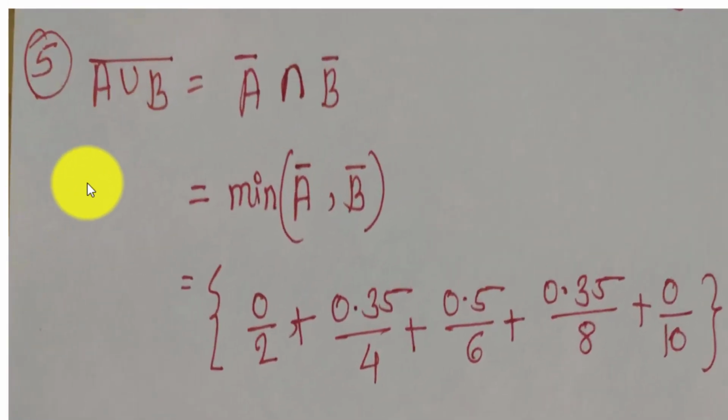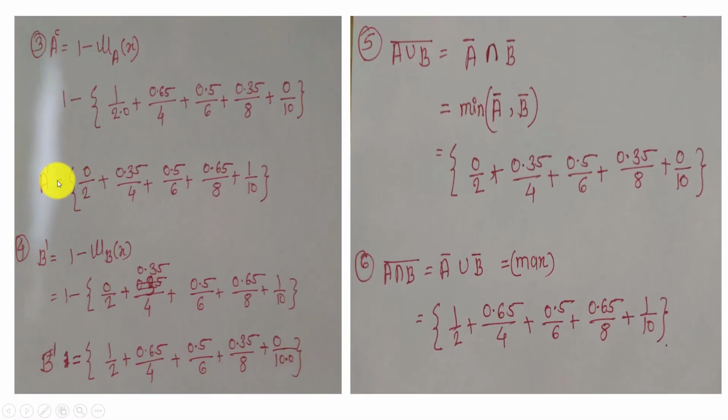Now let's understand one more example, that is the complement of A union B. To calculate this, we can write the complement of A union B as A complement intersect B complement. In the previous example we already calculated the A complement value. So this is the A complement set, intersect the B complement set which we calculated previously. To calculate the intersect, we consider the minimum value, comparing the A complement with the B complement.